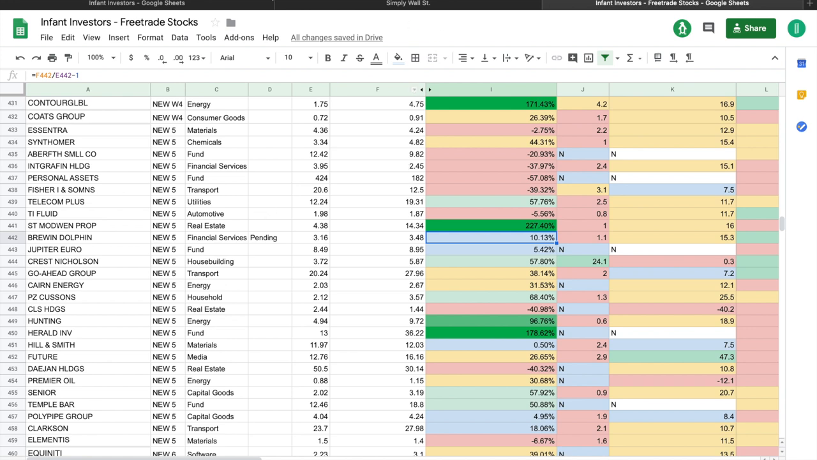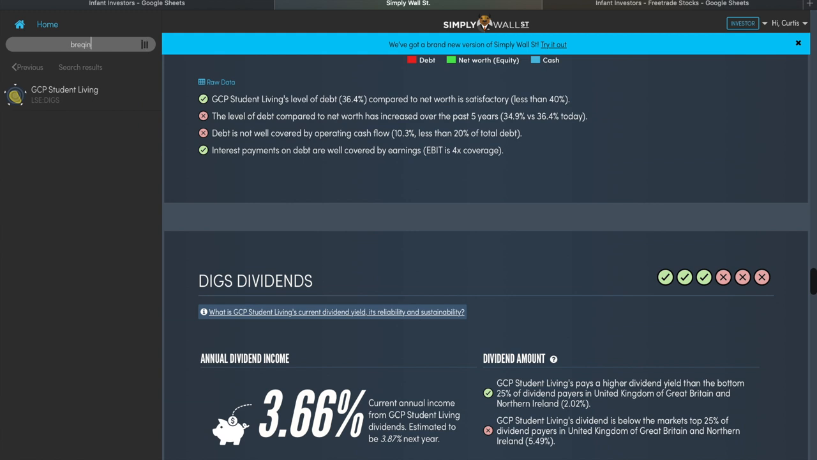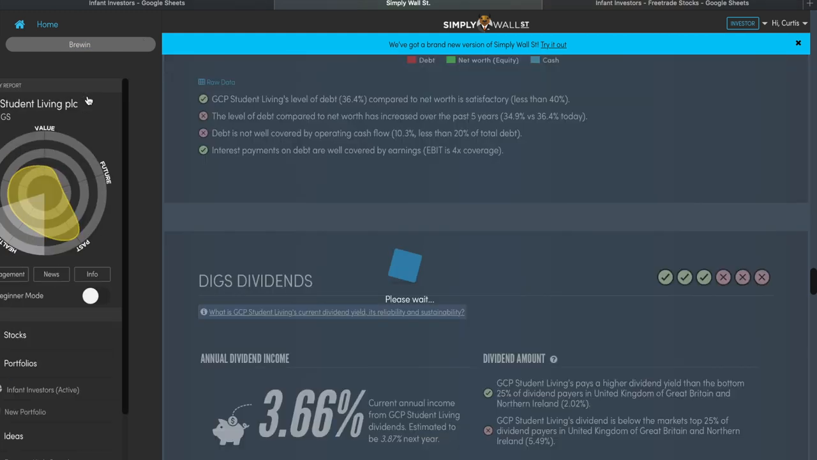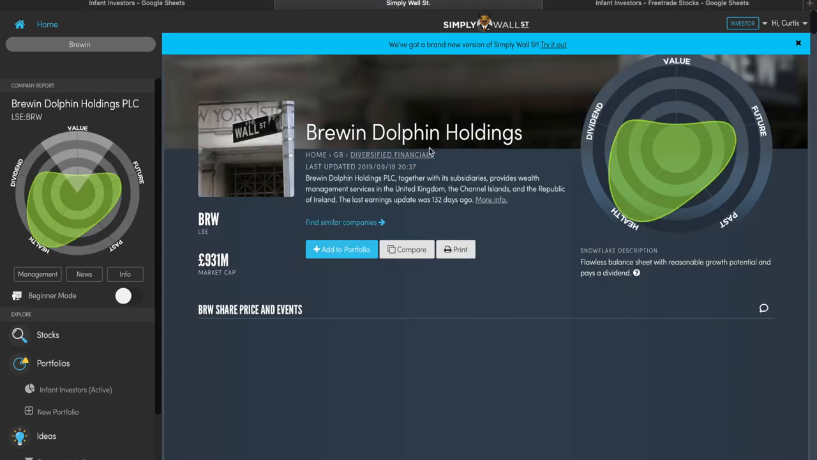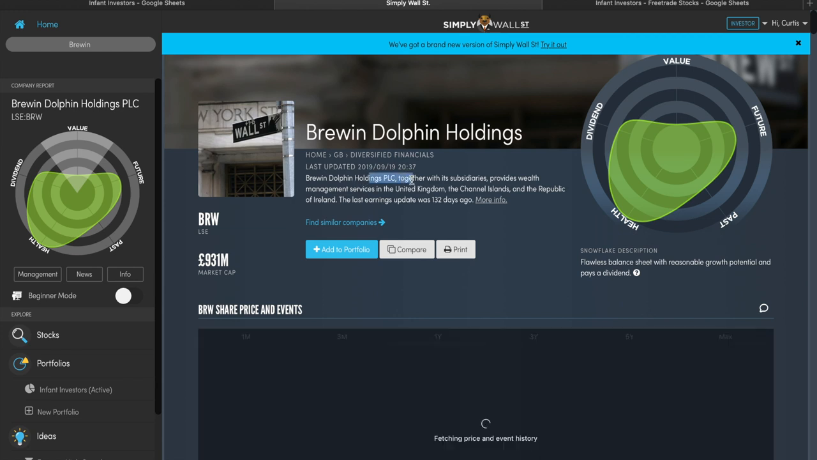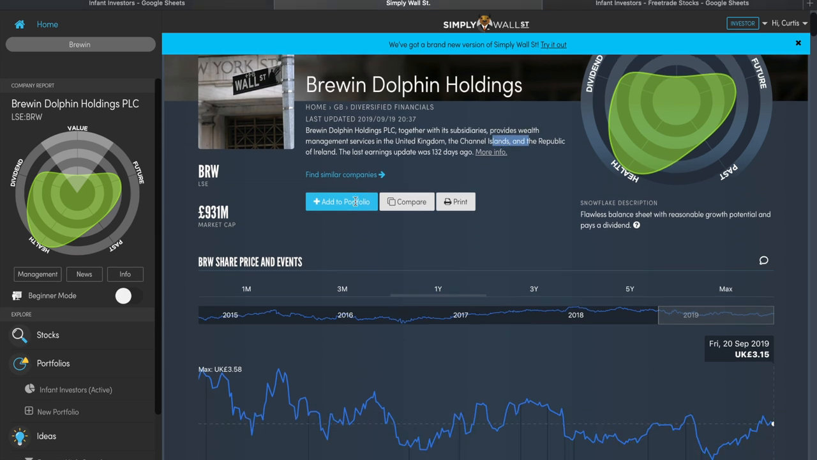So if we want to go and check out Brewin Dolphin, which we can do now, I'll tell you why I put it into a pending status, my friends. Brewin Dolphin Holdings, together with its subsidiaries, provides wealth management services in the United Kingdom, Channel Islands, and the Republic of Ireland.